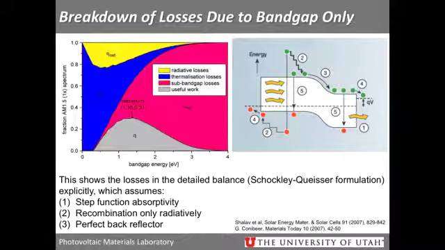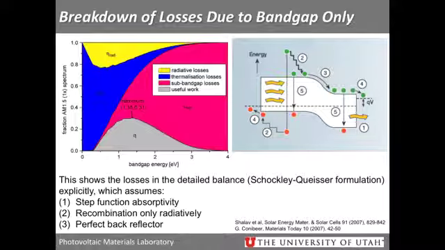So I should say that this maximum efficiency has 3 main assumptions. This is the Shockley-Queisser formulation. The 3 assumptions are, first, step function absorptivity. That means that there is a hard step function at the band gap, and every photon at or above the band gap is absorbed. Every photon just below the band gap is not absorbed.